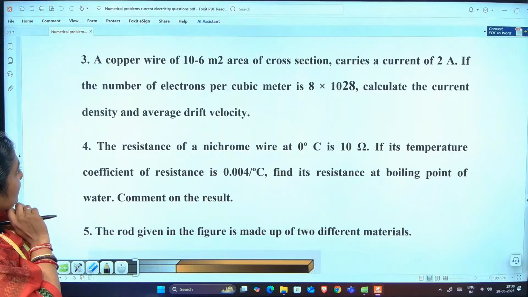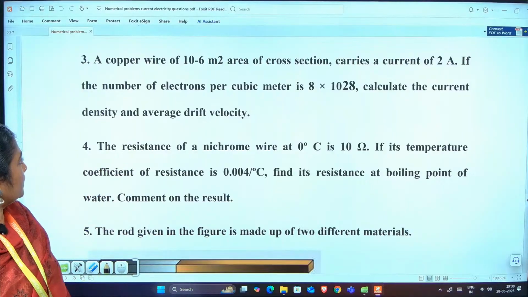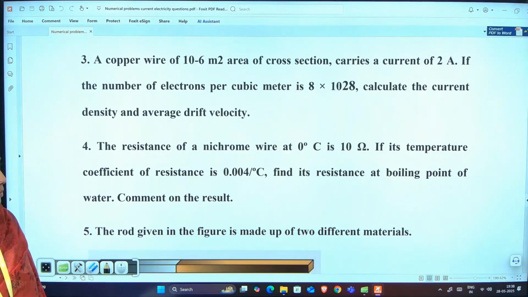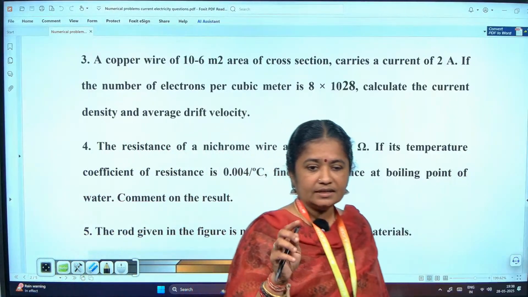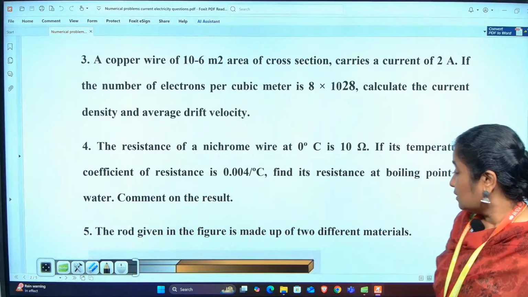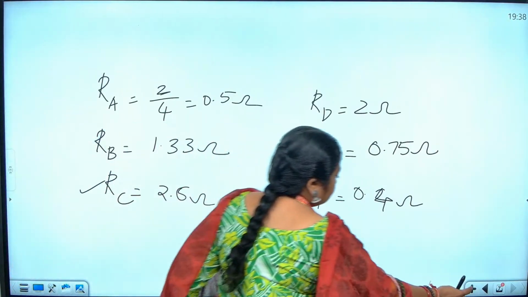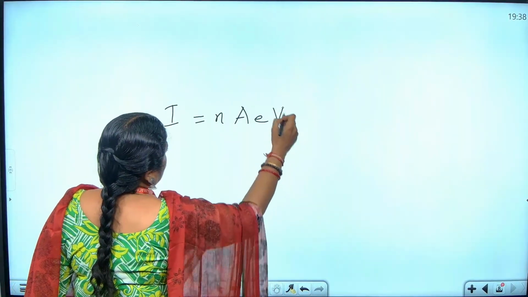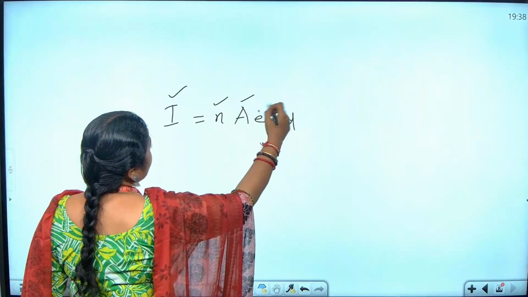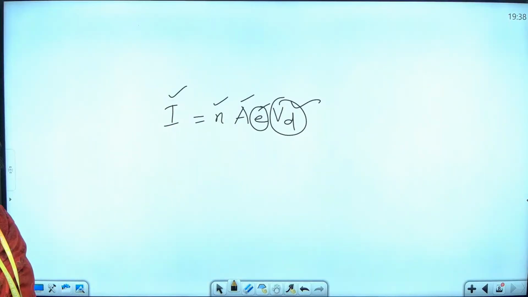So what are the values that they have given? They have given you area of cross section 10 power minus 6 meter square. I is given as 2 ampere. Small n is given as 8 into 10 power 28. Calculate the current density and average drift velocity. First calculate the drift velocity. I is equal to nAeVD. Here all the other values are given. The value of e you know. So you can calculate the drift velocity.